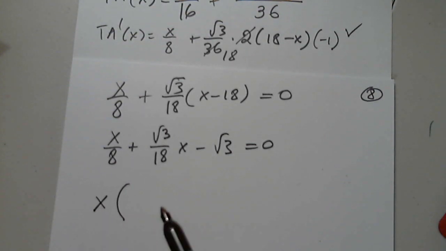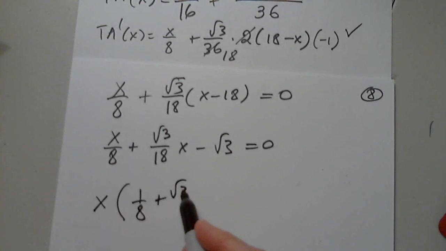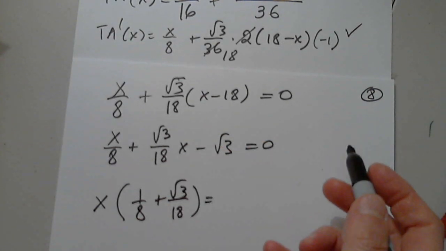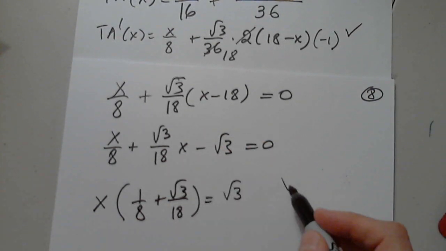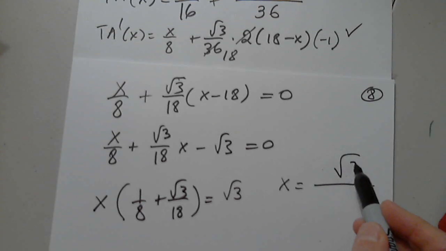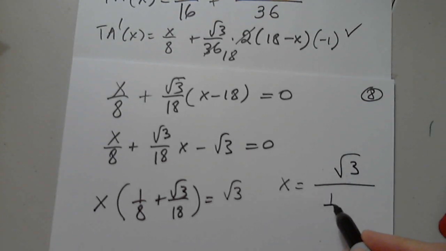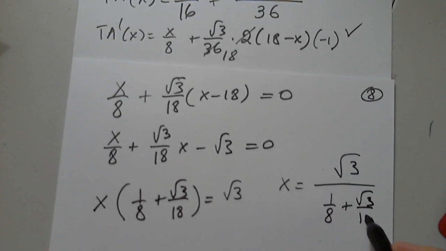So I have x times 1 over 8 plus the square root of 3 over 18. Move the square root of 3. My goodness. Wow.